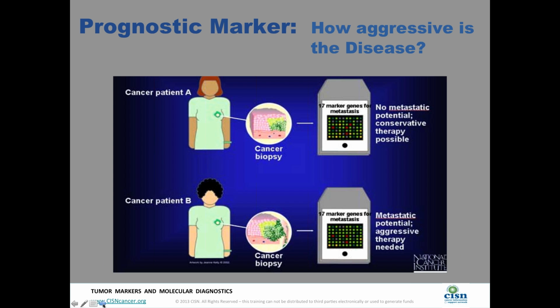So there are also markers that are called prognostic markers. That's a marker that's going to tell your physician, the doctor, how aggressive the disease is. So say we have 2 patients with cancer, patient A and B, and they both have a biopsy, and you run a gene array, and one will show that, okay, there's no metastatic potential there, and they can get conservative therapy. So that's what a prognostic marker is. It's going to tell you how aggressive that disease is.